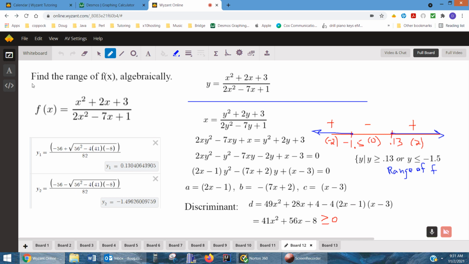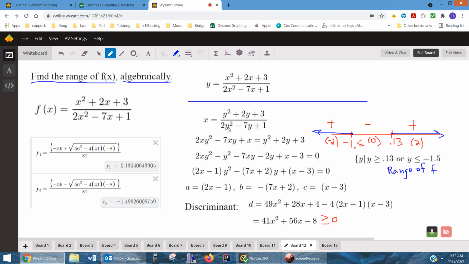Okay, so find the range of f of x algebraically. In other words, what are the possible y values depending on x? Well, one way to do that is to realize that the range of this function is the same as the domain of its inverse. So I like to interchange x and y and solve for y. You don't have to do it that way.